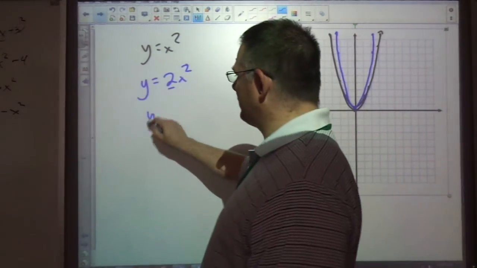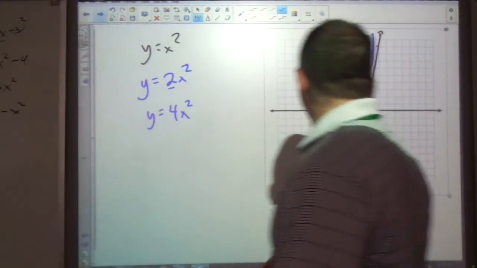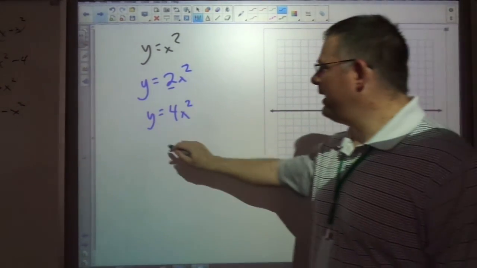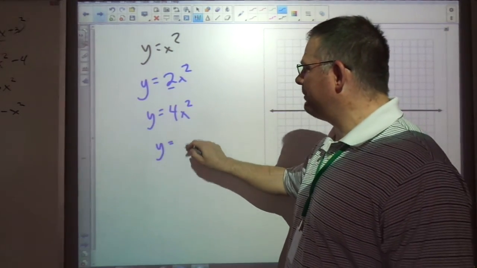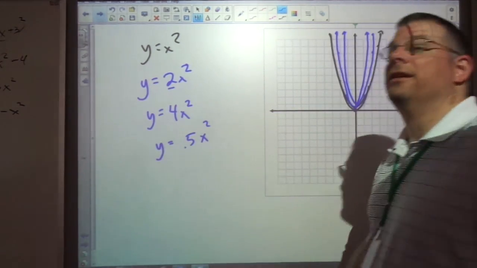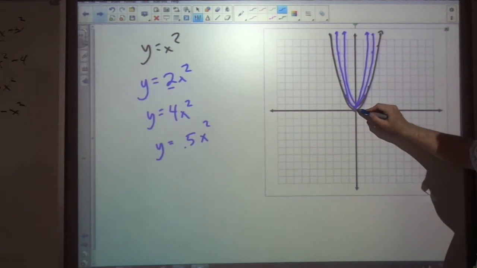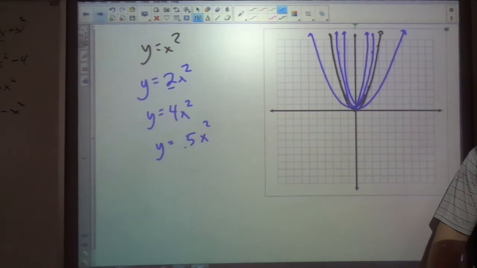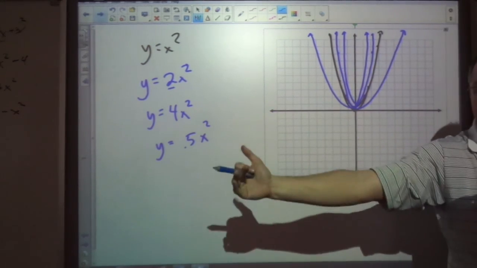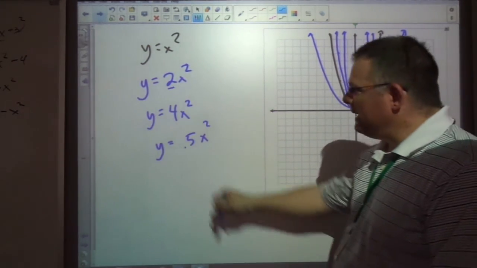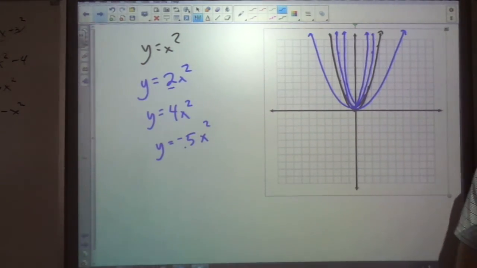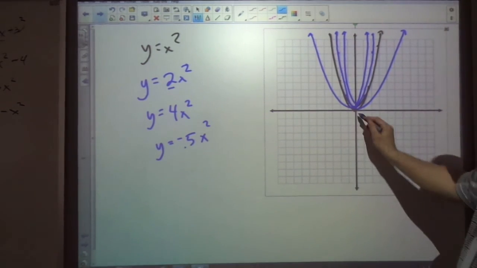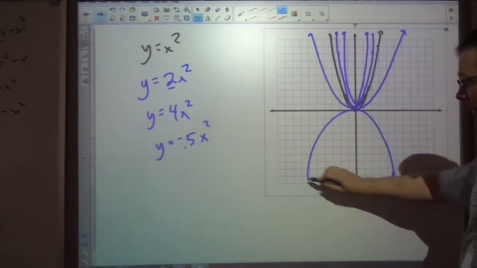If I were to make this 4x squared, that's going to go even skinnier right in here. What if I have a smaller number like 0.5? It's going to make it fat, right? So that's going to come out of here. It's going to make it fatter than the 1 would have been. So the front number is making it skinny and fat. The last thing is, what if I put a negative on there? That's going to flip it upside down. So now instead of it being fat going up, now it's fat going down.